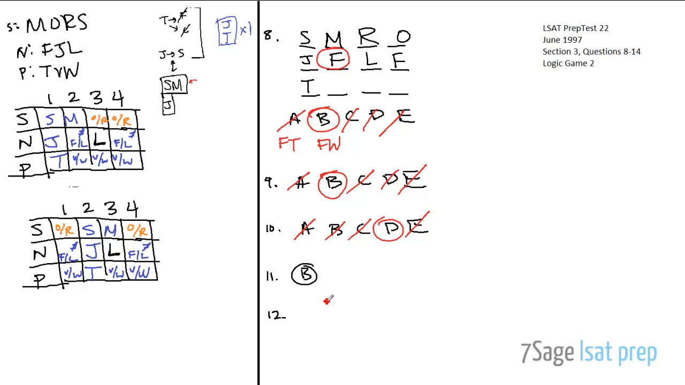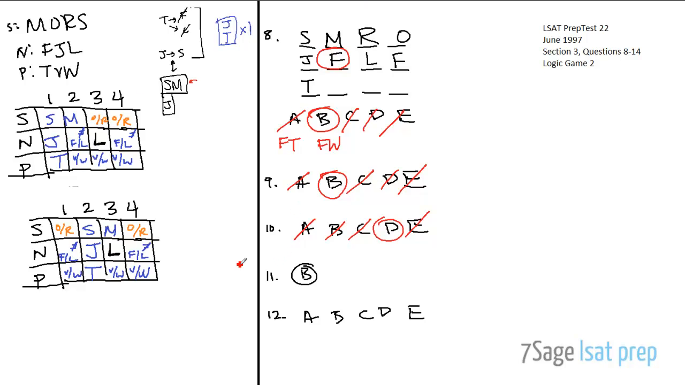Question 12. If session O and session R are scheduled for consecutive days, then which of the following is a pair of professionals that could be scheduled for day 2 together? So O and R are on consecutive days. Up here they are, down here they're not. So okay, no, forget it, we're up here. Well, we know the answer to that question already, right? Day 2, FL, some combination of FL and VW, right?